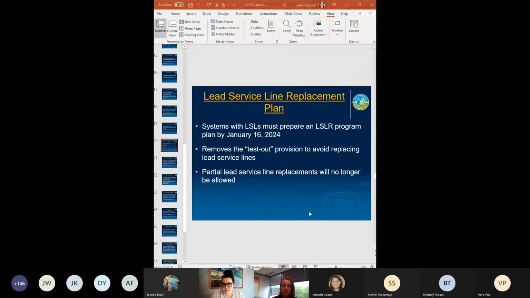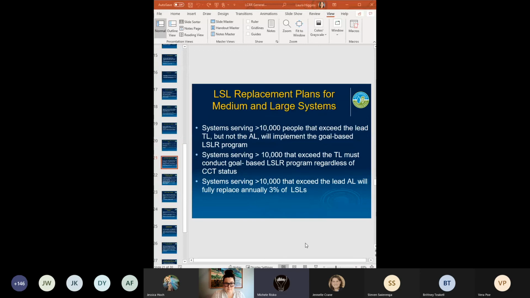Okay, Laura's got it pulled up now. Was this the slide? To create a program by January 16th of 2021? Right, so no matter what kind of system you are, you'll need to have a lead service line replacement plan. And this is where you're going to think about, how am I going to get this cooperation? How am I going to get these replacements done? And you can line out how you're going to do that. There are, I think, 7 or 8 points you have to hit in that plan that help you work through your strategy. And so by working through development of that plan and hitting the minimum requirements laid out in the rule, you should get to a strategy of how you're going to be able to move forward with those things.